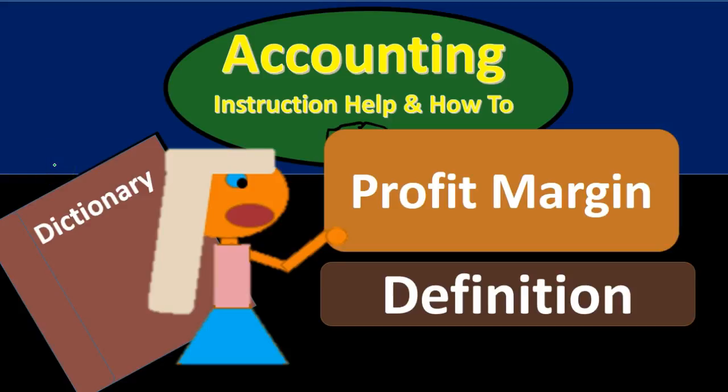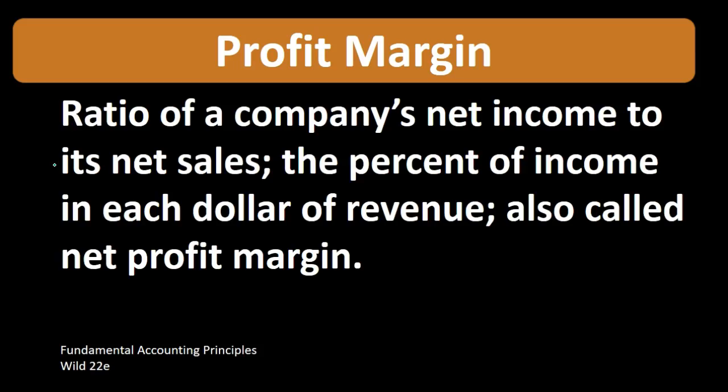Hello, in this lecture we're going to define profit margin. According to Fundamental Accounting Principles, Wild, 22nd edition, the definition of profit margin is the ratio of a company's net income to its net sales, the percent of income in each dollar of revenue, also called net profit margin.